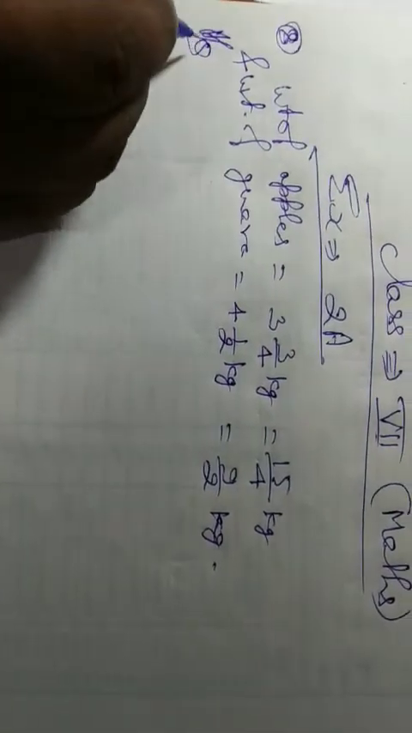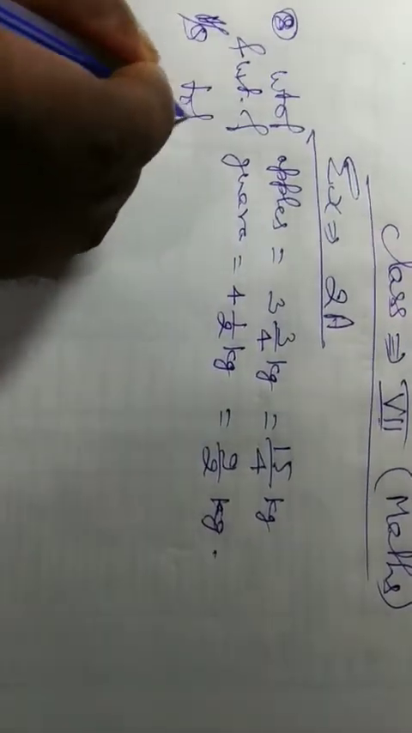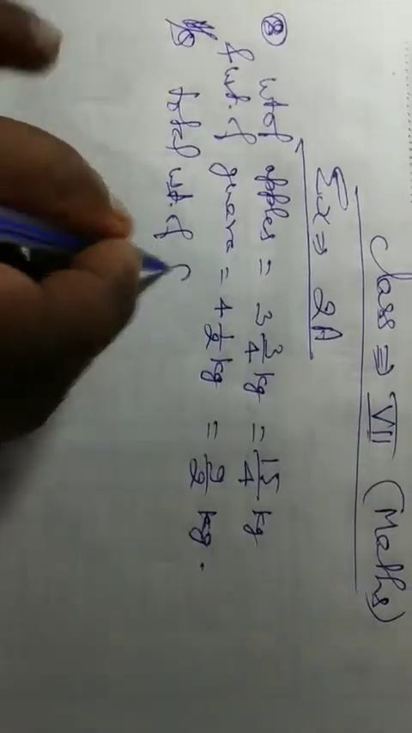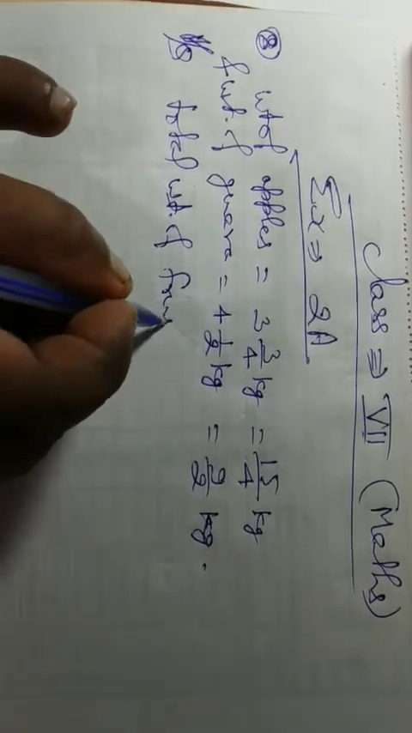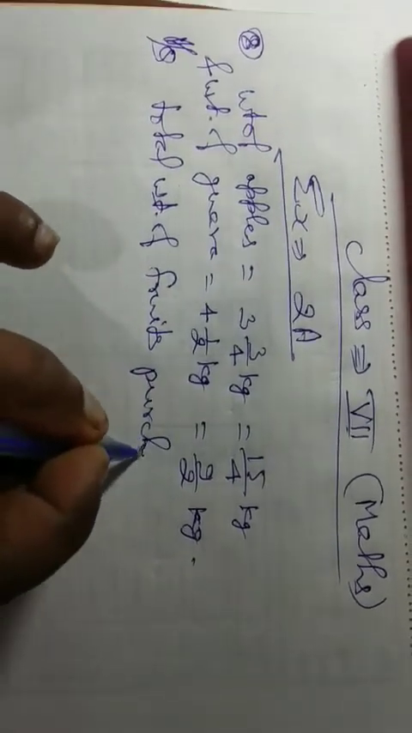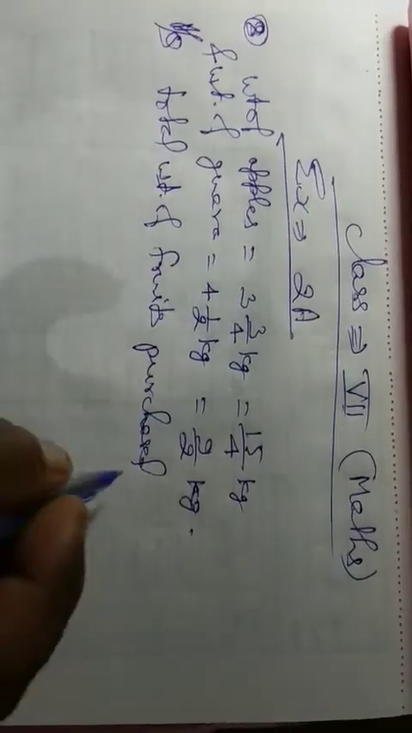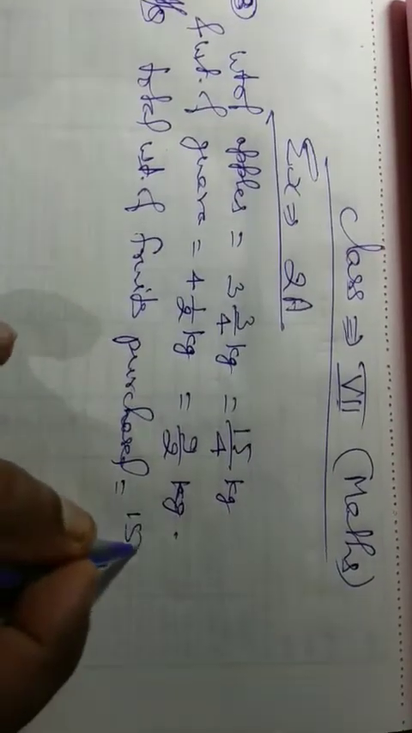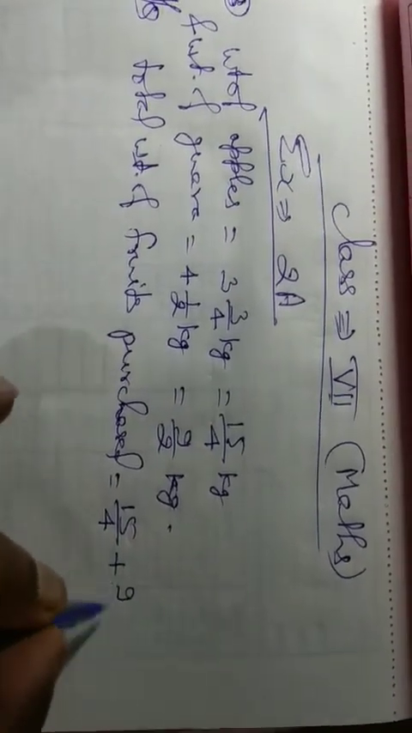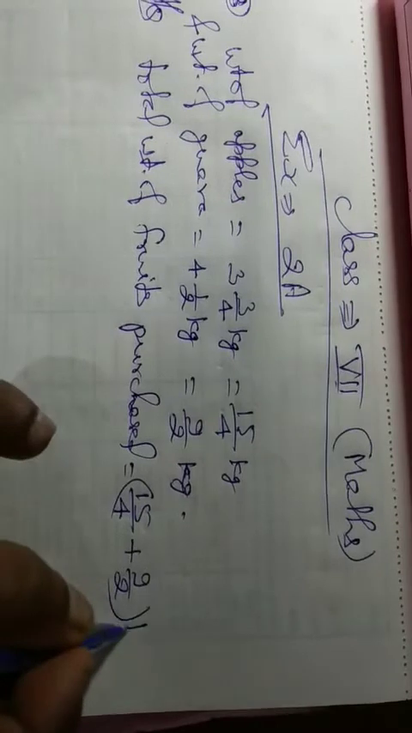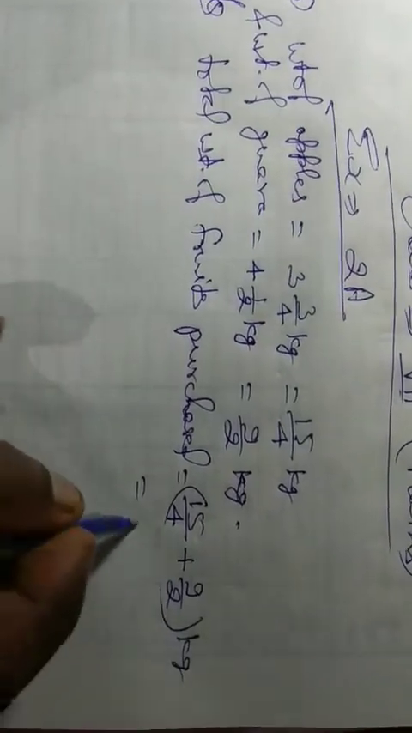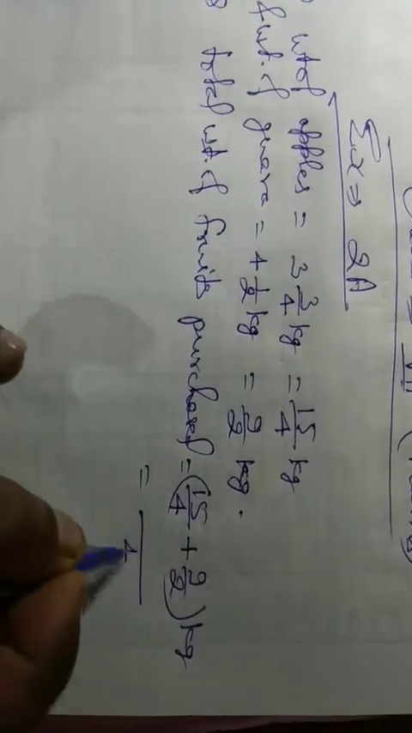According to the question, total weight of fruits purchased is equal to 15 by 4 plus 9 by 2 kilogram. The LCM of 4 and 2 is 4.